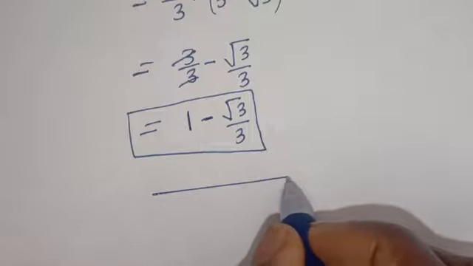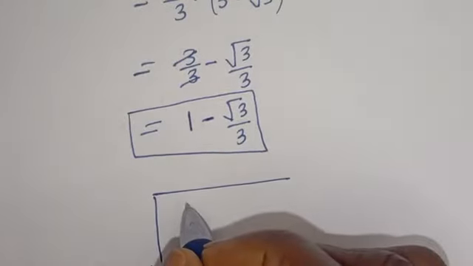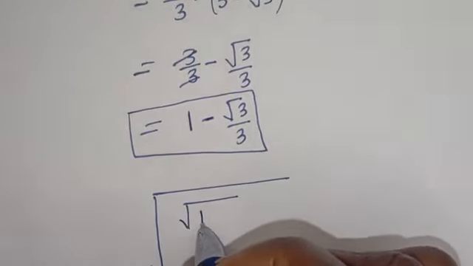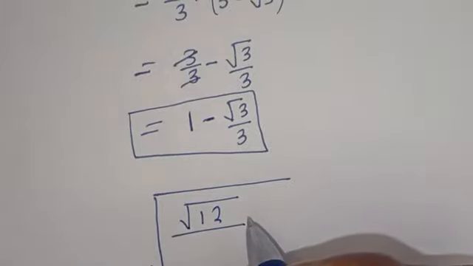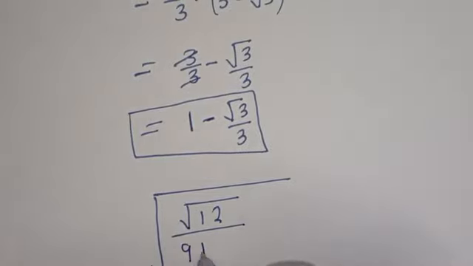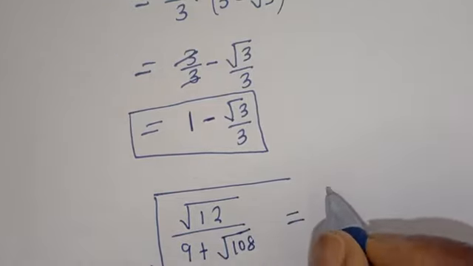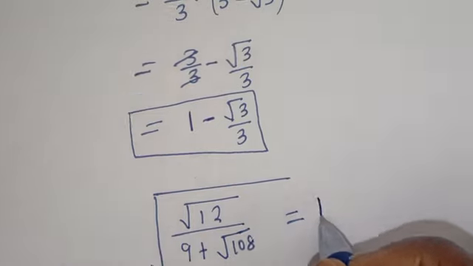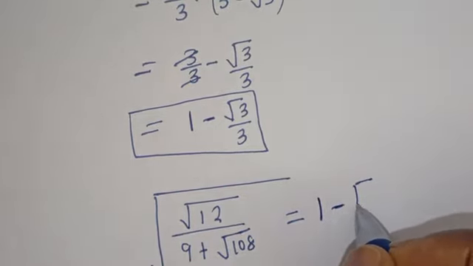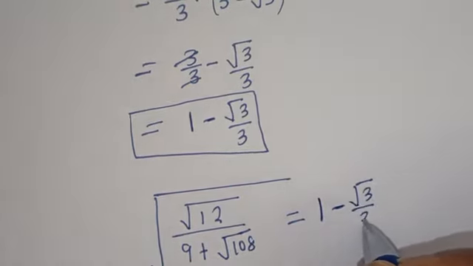Therefore, square root of 12 divided by 9 plus square root of 108 is equal to 1 minus square root of 3 divided by 3.